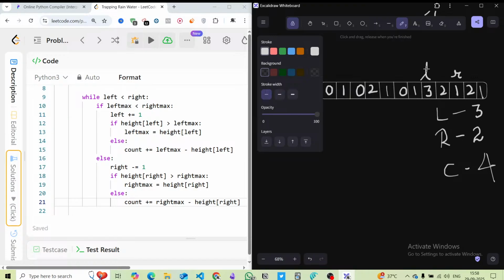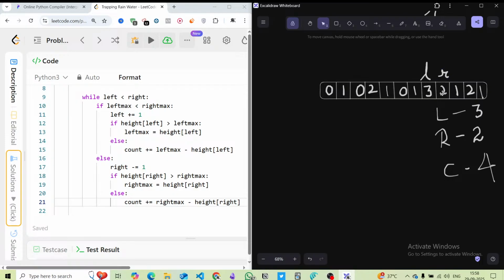So again 3 is greater than 2, so we just move the right pointer. Here what we need to do is check whether 2 is less than or, so it's equal, right? So it's not greater than here. So what we need to do is we just subtract it. Sorry, 2 minus 2 is 0, right?